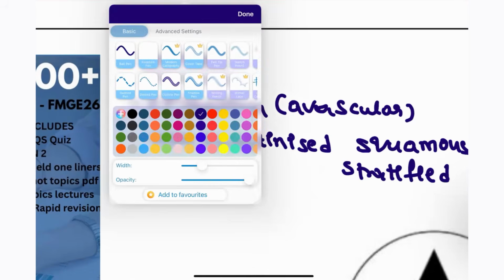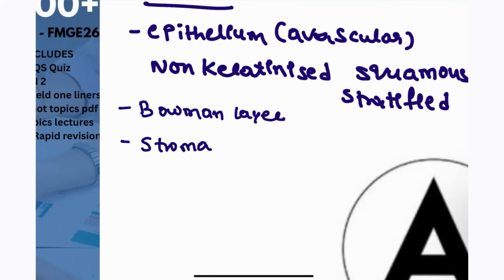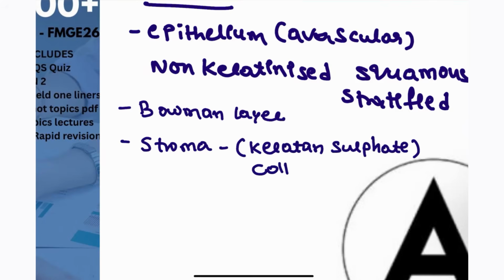After the epithelium, we have Bowman's layer. Bowman's layer is also an acellular layer, and here also scar formation will be seen. Next, the stroma, which contains keratan sulfate, glycosaminoglycan, and also collagen. What is the collagen present here? Type 1.